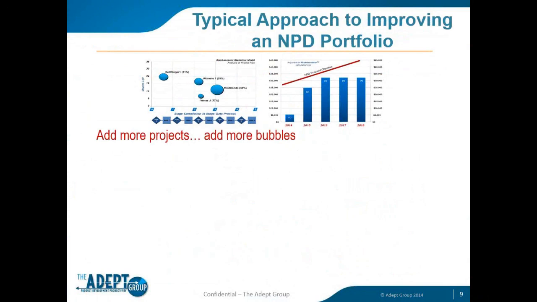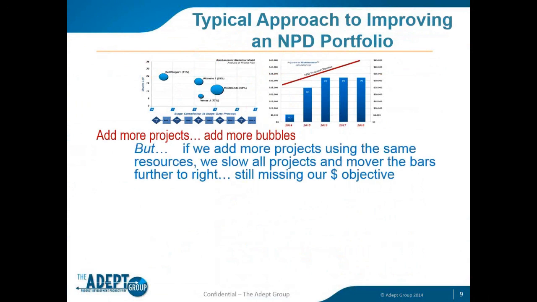Well, there's typical responses in this. We can add more bubbles into the portfolio. We can add more projects in our portfolio to get more out. The problem is, if we do this with the same amount of resources, which is the constraint we all face, if we add more using the same resources, we slow the projects down, and we move the bars on the right-hand side further to the right, still missing our objectives. So this is a bit of a problem. It could be that in later years we have a big enough project that we meet it, but we're shifting everything to the right because we're slowing it down.